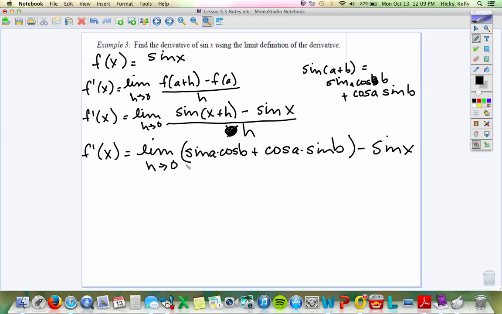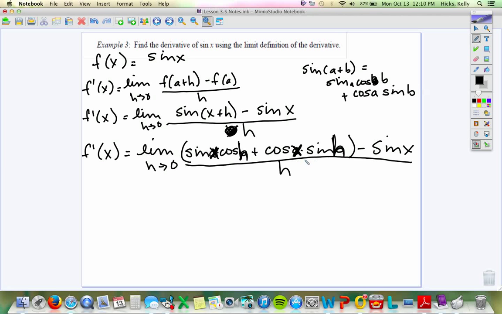Yes, I like my parentheses, minus sine x all over h. And now instead of a's and b's, I should have obviously written x's and h's. So I'm going to go back and change that. There, that's better. Okay, so next what do we do?